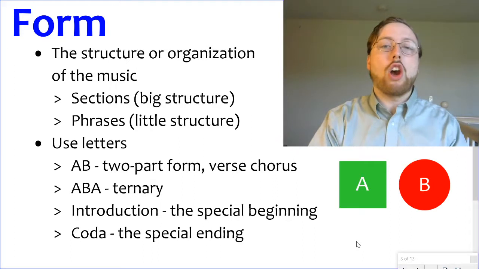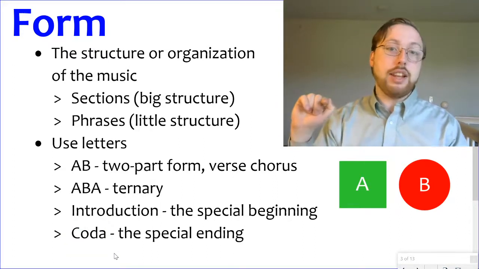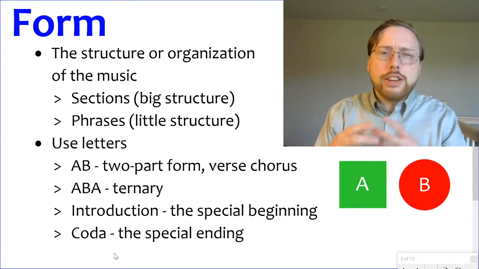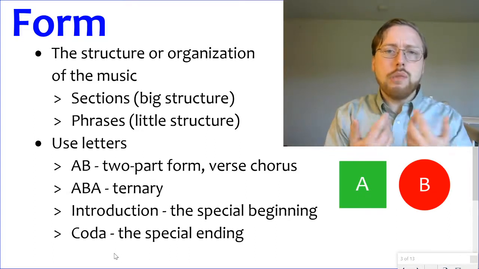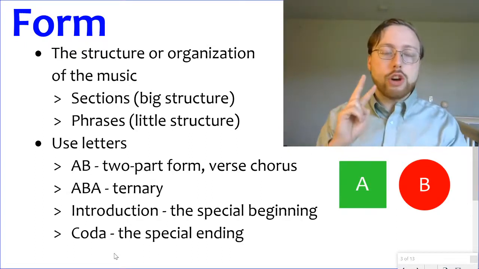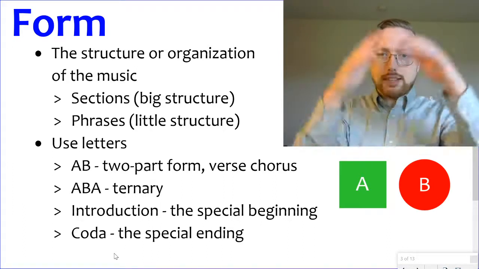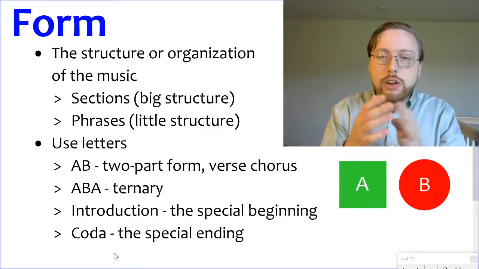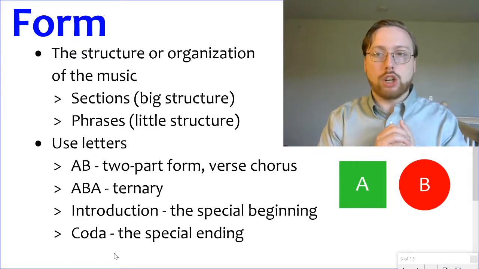The other word is coda. Coda is an Italian word. It refers to the tail. It means it's the ending of the piece. And usually that ending doesn't always fit in nicely with our form either. Maybe it doesn't look like an A, it doesn't look like a B. So those two words are going to be useful when we're thinking about form in the next couple weeks. So you've got sections, big structure, and phrases, little structure, and we're using letters to talk about those bits of form, that structure.